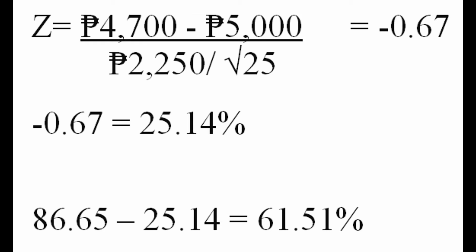Let us get the values of negative 0.67 and 1.11 in the z-table, and they will be 25.14% and 86.65%. This question is asking for the area between the two values, so what we need to do is subtract 86.65 by 25.14, and the answer will be 61.51%, and that will be the value between and also our final answer.